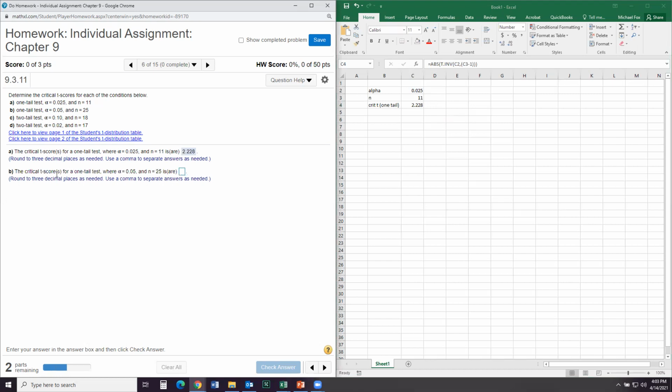The next one is a critical T for a one-tailed test, where alpha is 0.05 and n is 25. That'll be 1.711.